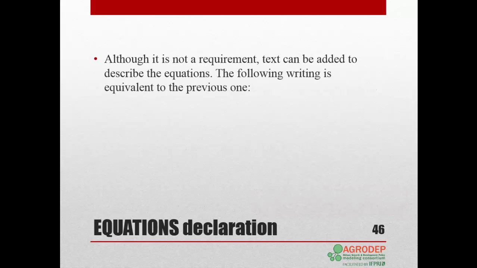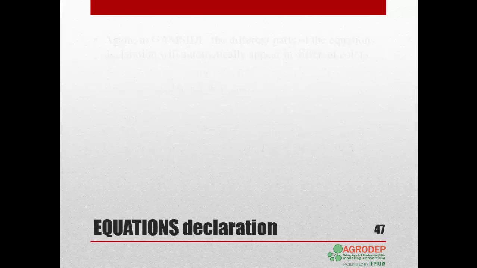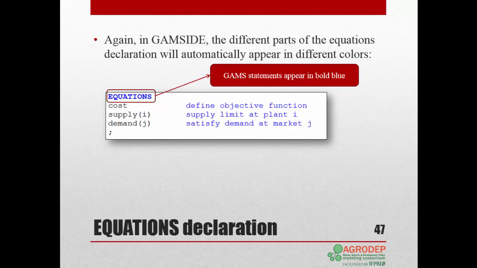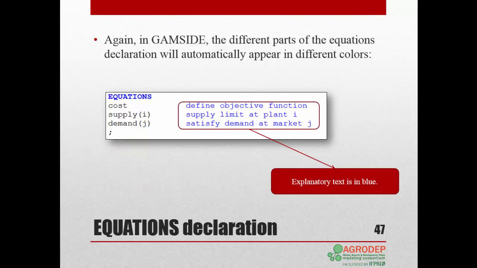Although optional, explanatory text can be added to describe the equations. The following writing is equivalent to the previous slide. Note that explanatory text has been added for each equation and an end of line has been used instead of a comma. In GAMS IDE, the various parts of the equations declaration will automatically appear in different colors. The keyword equations appears in bold blue. The equation name appears in black, and the explanatory text appears in blue.